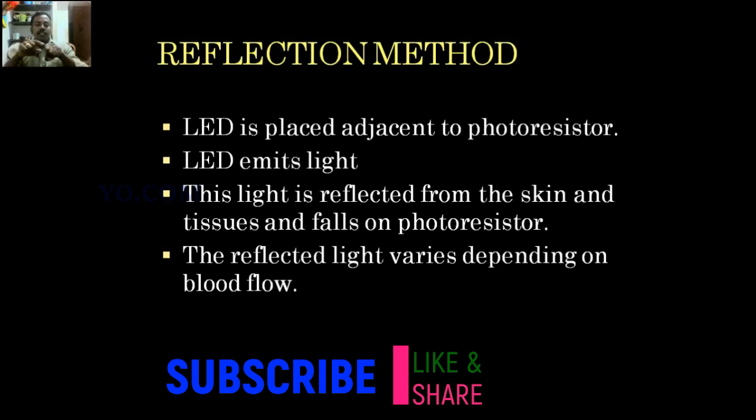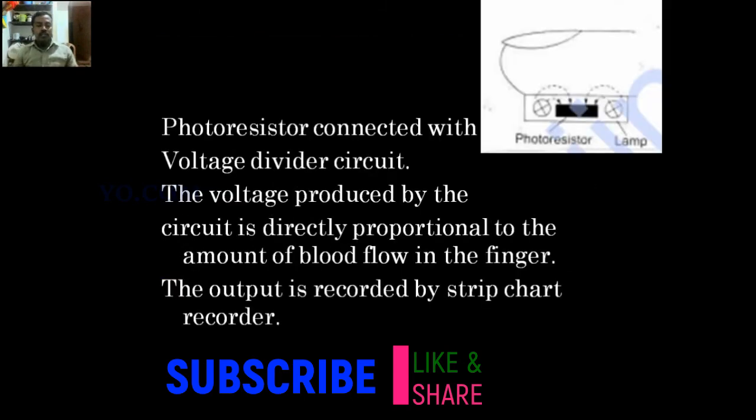The light is reflected from the skin and tissues and falls on the photoresistor. The reflected light varies depending upon the blood flow. According to this reflected light, we can measure the blood flow. This is the easiest method. So this is a light source, and this is also a light source. The light is reflected by the finger and given to the photoresistor. Similarly, the light from this source is also reflected by the finger to the photoresistor.